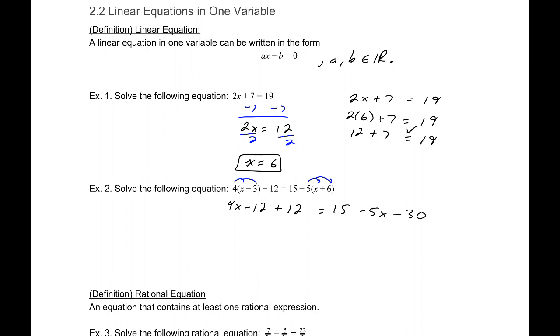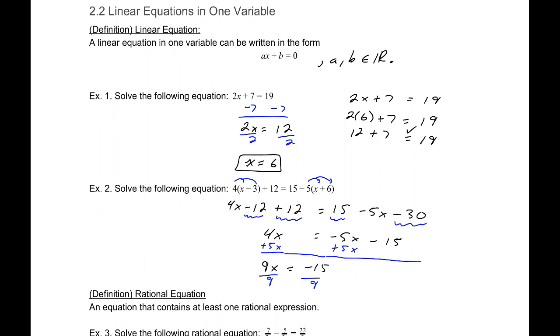Next we're going to combine like terms. We have a single x term on either side, so let's not touch those. But we are going to combine the constants on both sides. On the left-hand side, this will be 4x, because negative 12 plus 12 is 0. On the right-hand side, we get negative 5x minus 15. And now, because we have x terms on both sides, we're going to add 5x. You could subtract 4x, you could move the variable to whichever side, but this is actually easier. So this is 9x equals negative 15, and then dividing by 9, we find that x equals, that would simplify by 3, negative 5 thirds.